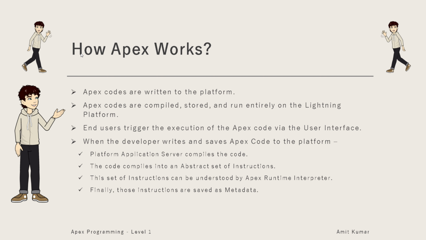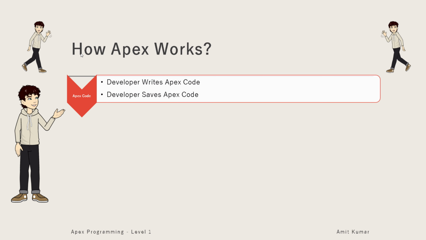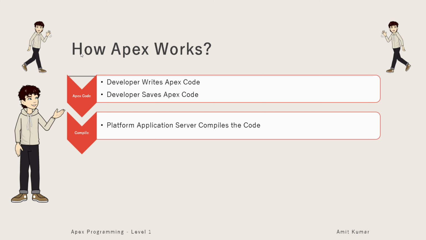To understand this, let's see it in the form of a diagram. First of all, the Apex code. The developer writes the Apex code and saves it. This is the first step, performed by the developer. Once the developer saves the Apex code, at that very moment it starts compilation. And who does the compilation? The platform application server. The platform application server has a compiler which compiles the code.